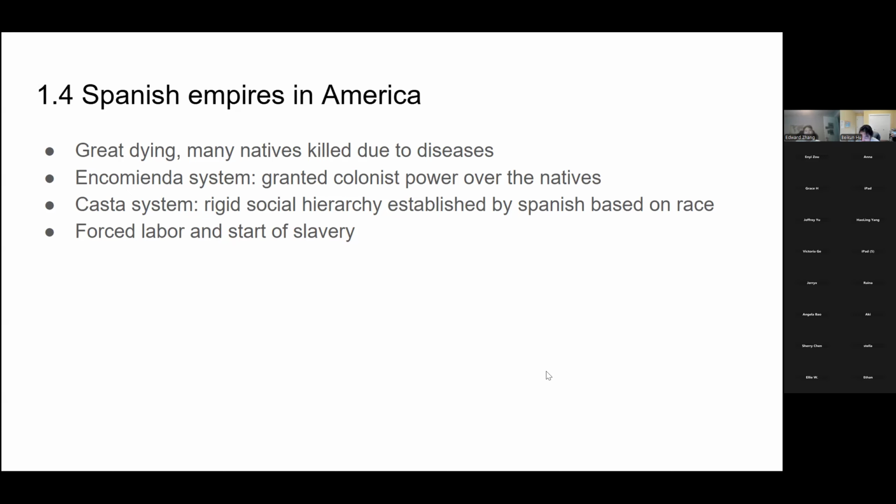And then they also used forced labor, right? They forced a lot of the Native Americans to work for them, and they started slavery. All right. So that was the first hints of slavery at around this time. But you'll see later that there is an issue with this type of slavery by using the Native Americans.